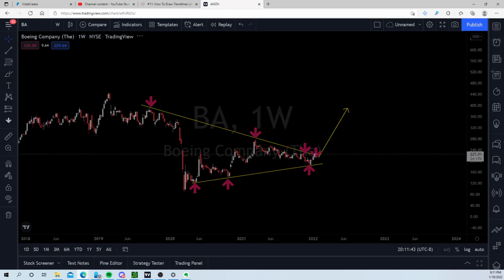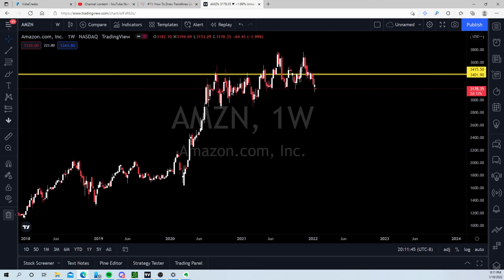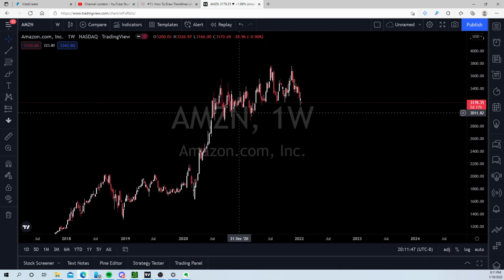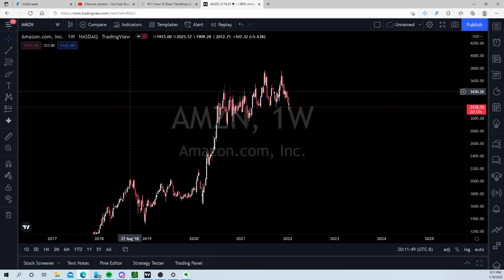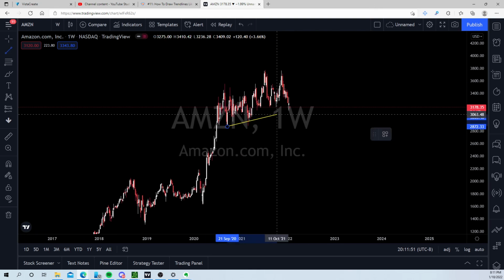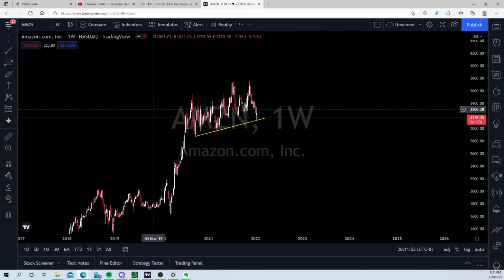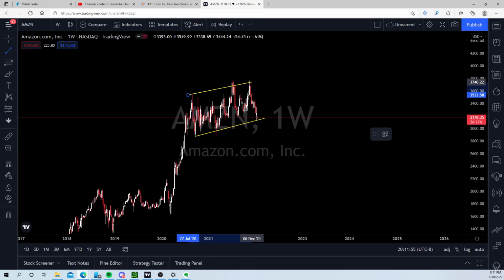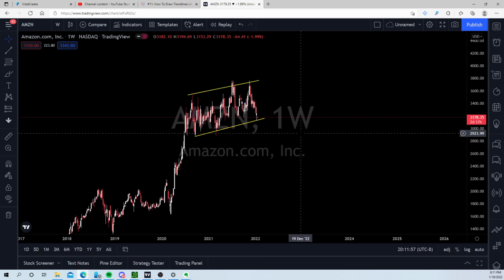SPY, Amazon, anything that's happening. Anything. Look, Amazon too, still holding a little trend. It's there. Amazon is there. Look at that. Holding. Has it broken? No.